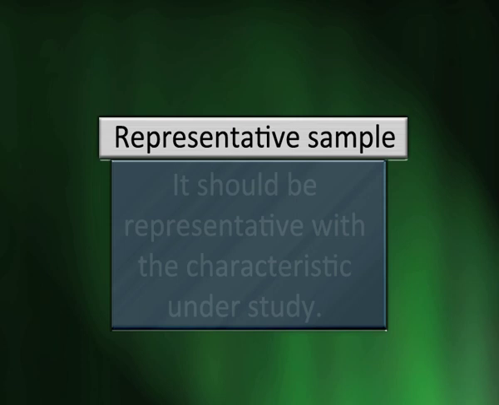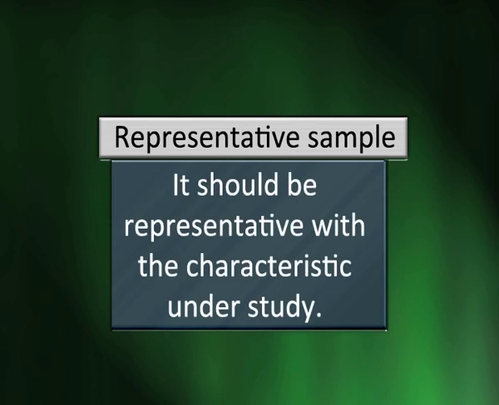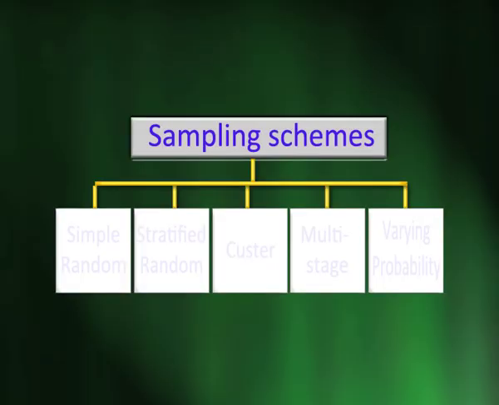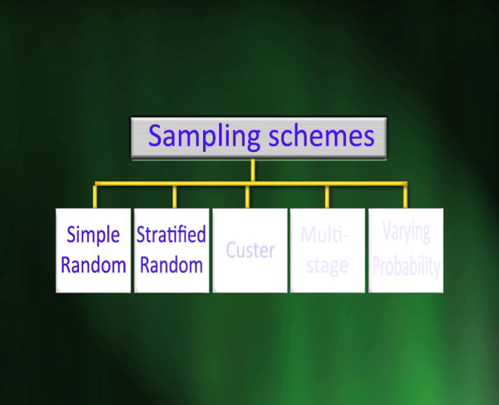A representative sample means that it should be representative with respect to the characteristic under study, and such a sample can be selected by different sampling schemes. The sampling scheme depends on what type of situation there is, what type of data are available to us and in what form the data are. Such sampling schemes are simple random sampling, stratified random sampling, cluster sampling, multi-stage sampling and varying probability sampling schemes.